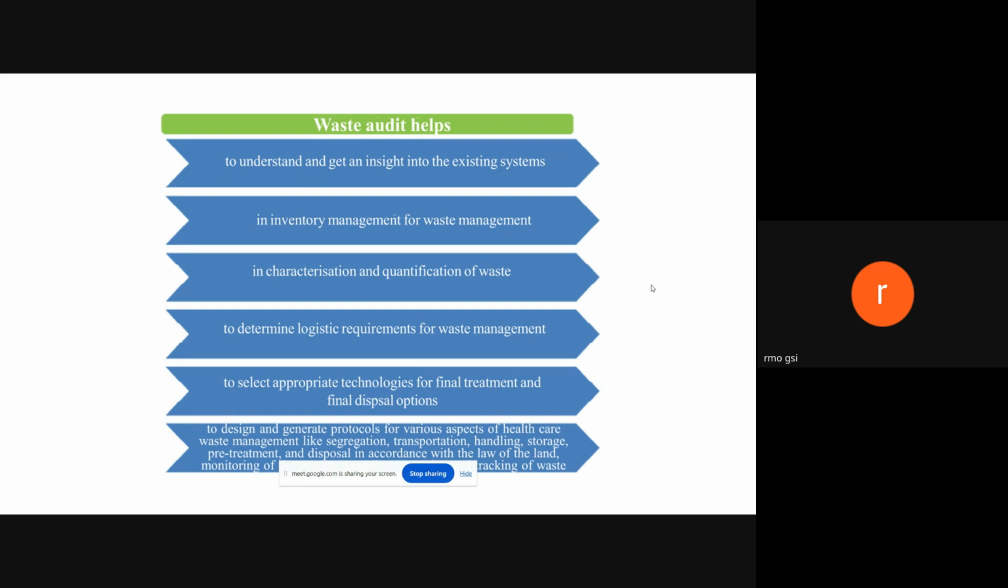So proper segregation will help in the proper final disposal treatment. Otherwise, if there is mixing of the waste, then the final disposal will be very difficult. So the Solid Waste Management, Biomedical Waste Management, and Liquid Waste Management Acts will focus on the three kinds of waste that we are generating in any kind of healthcare facility.